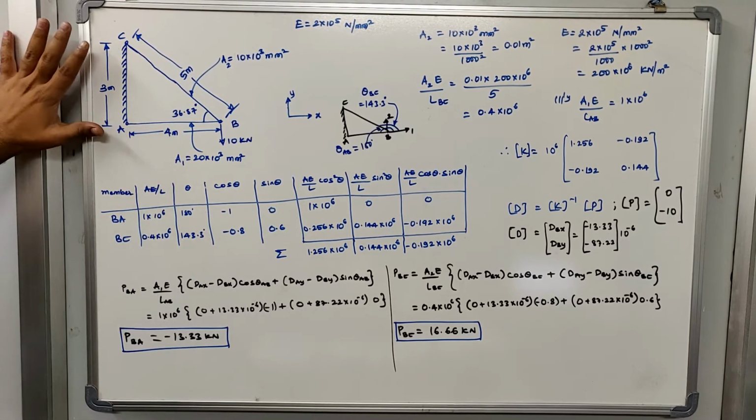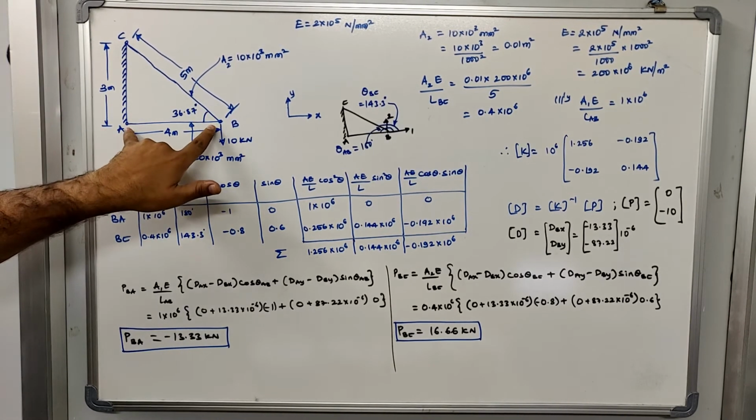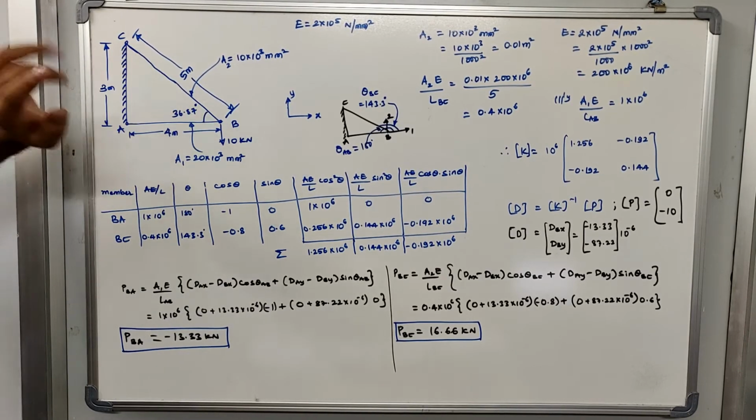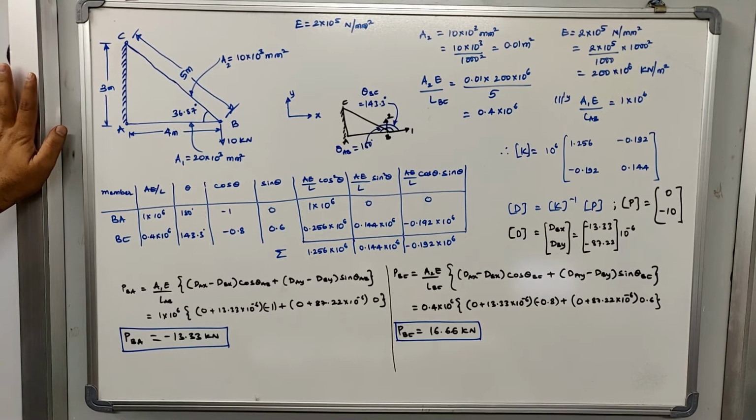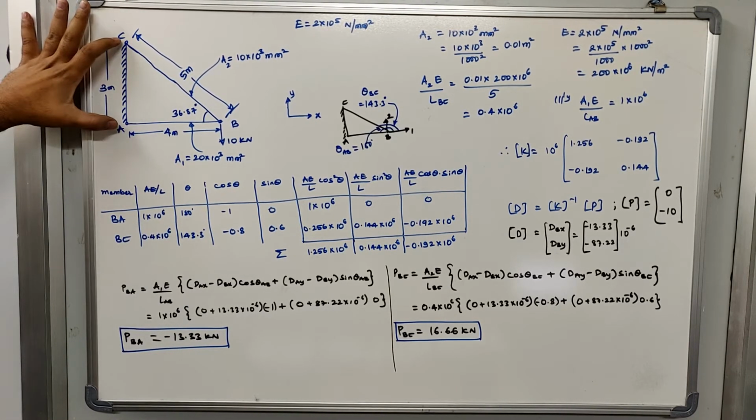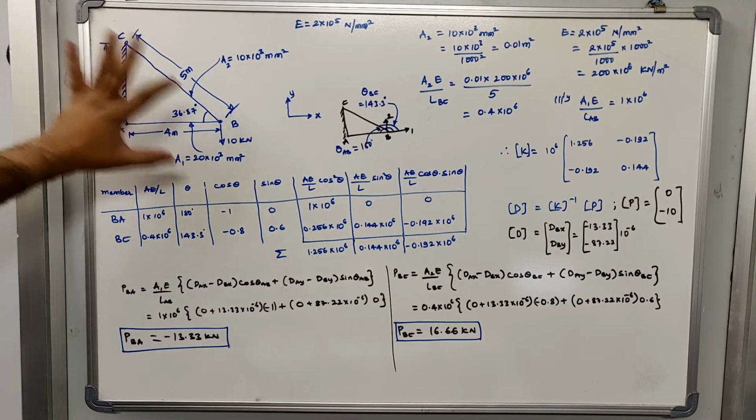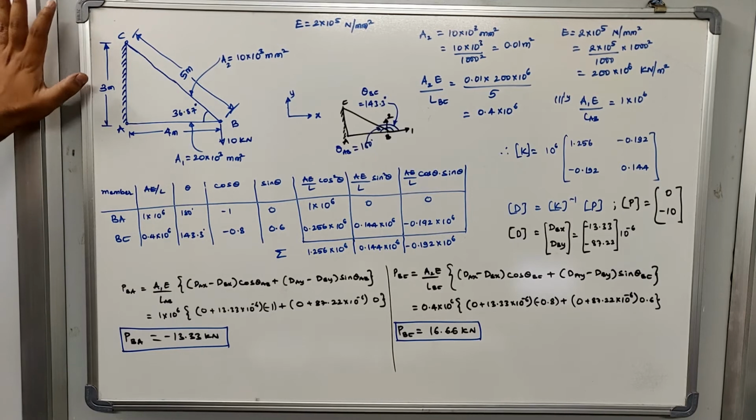Now for this frame we need to analyze and determine what are the forces that are acting in the element AB and in the element BC. To solve this, first we need to identify the joints which are free joints, not support joints. These are supports, so we will not consider them. This is the free joint which we need to consider, and this is the joint which will undergo the displacement.